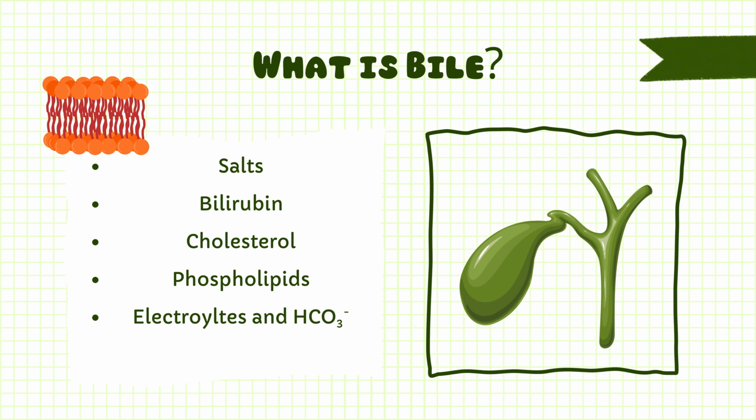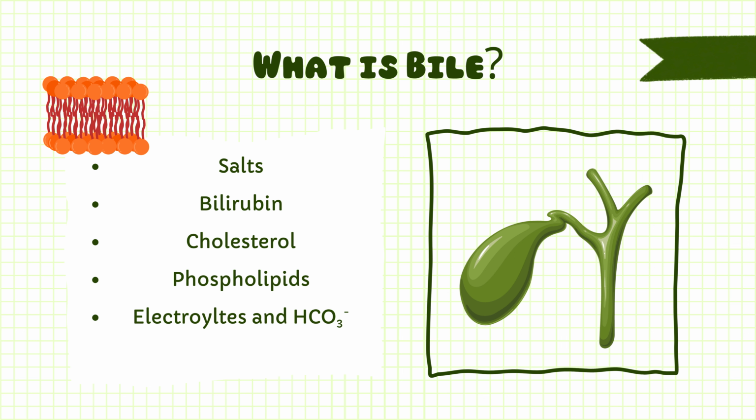Bile is made up of several key components. First, bile salts. These are essential for emulsifying fats, breaking them into smaller droplets so enzymes can work more effectively. Second, bilirubin. This is a waste product from the breakdown of hemoglobin in red blood cells. Third, cholesterol. Some is used in bile production, and excess cholesterol is eliminated through bile. Next, phospholipids, such as lecithin. These help keep cholesterol dissolved and support fat emulsification.